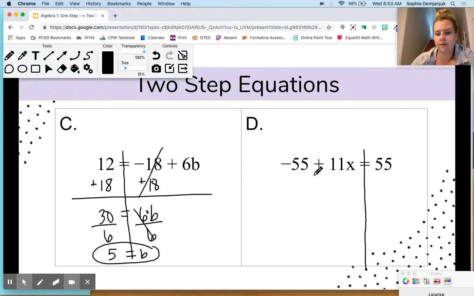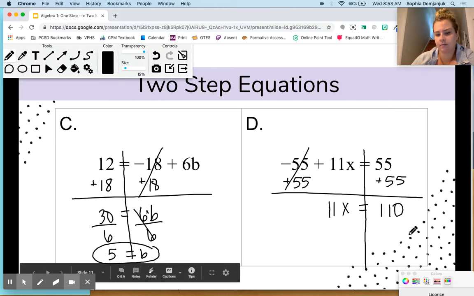And then finally I have negative 55 plus 11x equals 55. I want to get the x piece right here by itself, so I need to move the negative 55 to the other side. It's negative, so I'm going to add it to the other side. That leaves me with 11x equals 110. I need to divide the 11 off, and I will get x equals 10.